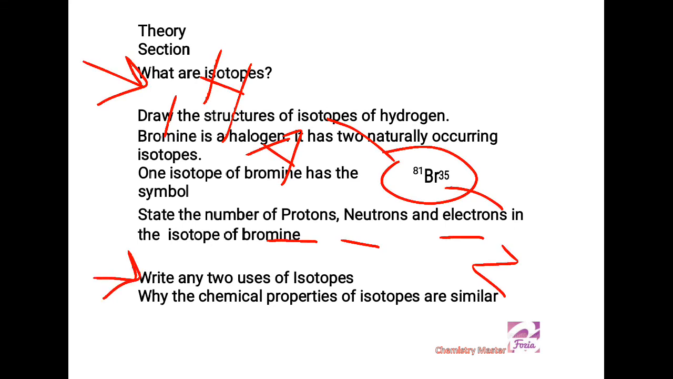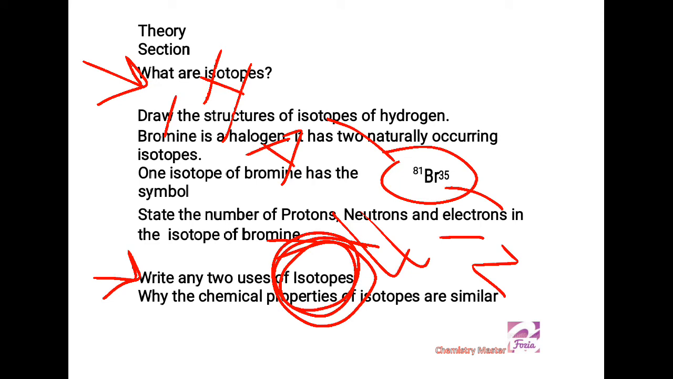Now the question is, write any two uses of isotopes. For this you have to look for the answer in your textbook where it is mentioned. The isotopes are of great importance. They are used in surgeries, they are used in therapies, they are used these days in making explosives, they are used in security purposes. Where they are used and which isotope is used, you have to look for it.